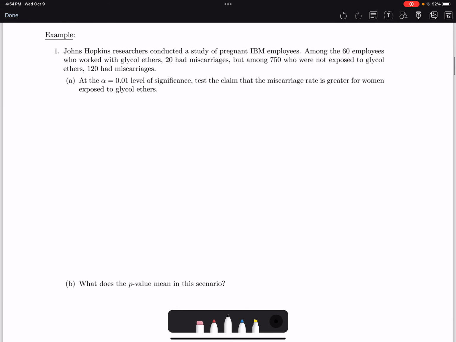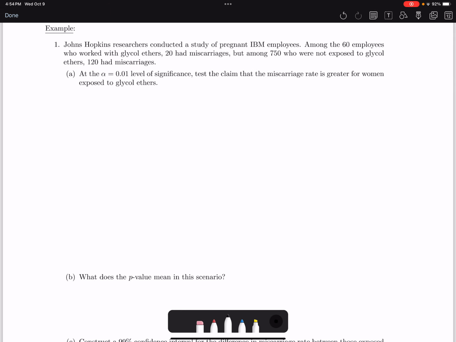So let's take a look at an example. This first one says, Johns Hopkins researchers conducted a study of pregnant IBM employees. Among the 60 employees who worked with glycol ethers, 20 had miscarriages. But among 750 who were not exposed to glycol ethers, 120 had miscarriages.